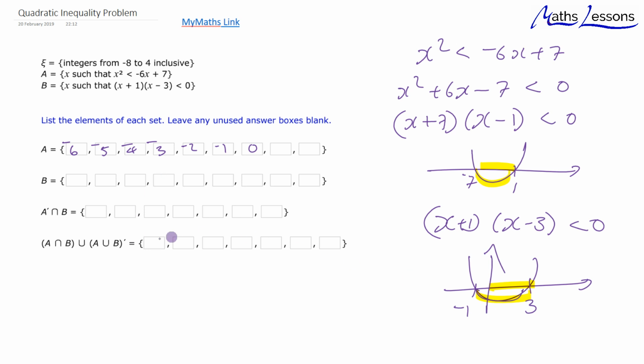So we don't include -1, so the first one in B is 0, and then we're going to go 1 and 2, and we can't include 3 because it's strictly less than 0. These are the boundary values, so therefore they can't go in because there's no equals to.